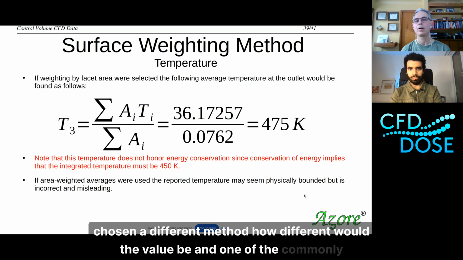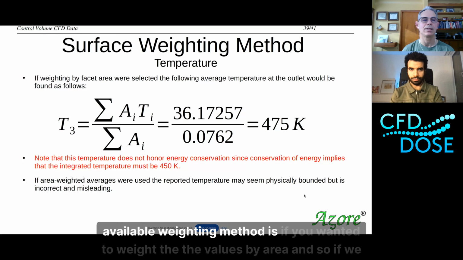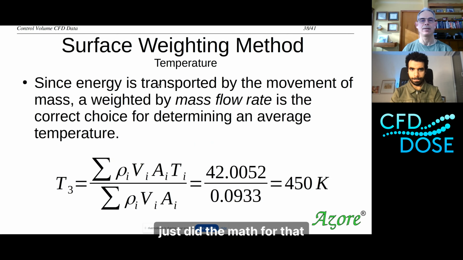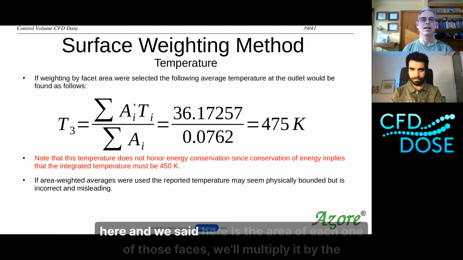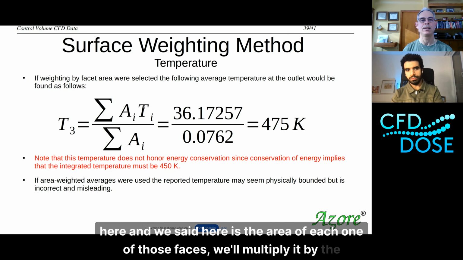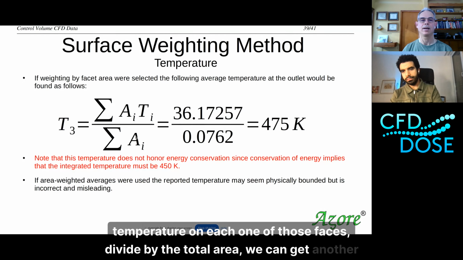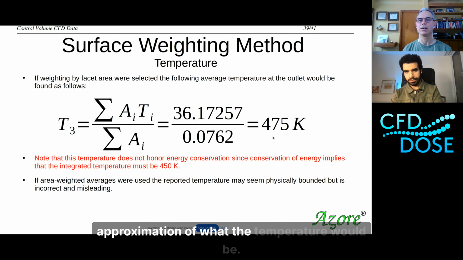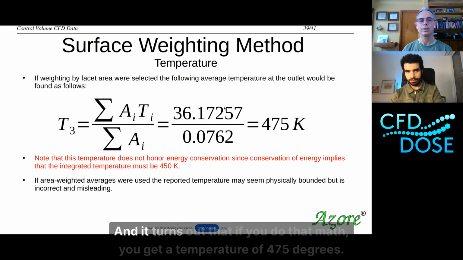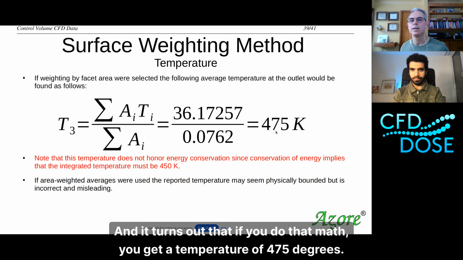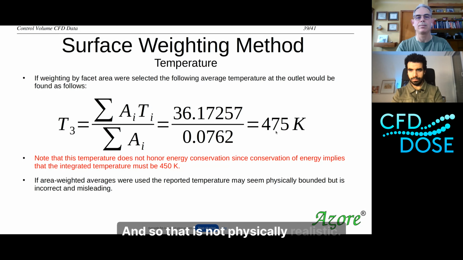The commonly available weighting method is if you wanted to weight the values by area. If we just did the math for that here, and we said, here is the area of each one of those faces, we'll multiply it by the temperature on each one of those faces, divide by the total area, we can get another approximation of what the temperature would be. And it turns out that if you do that math, you get a temperature of 475 degrees. And so that is not physically realistic.